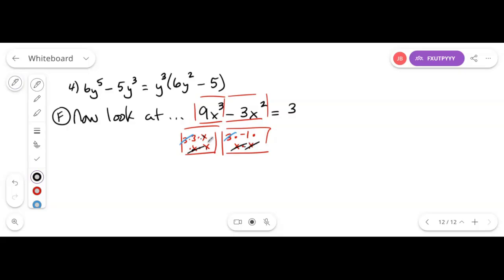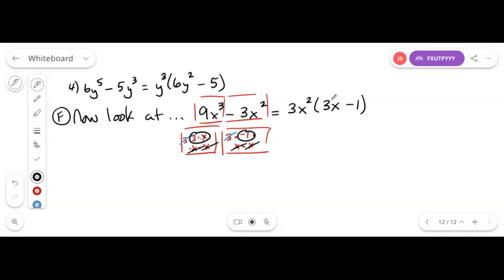I can take out both of those, and I'm left with 3x minus 1. And I can check it.